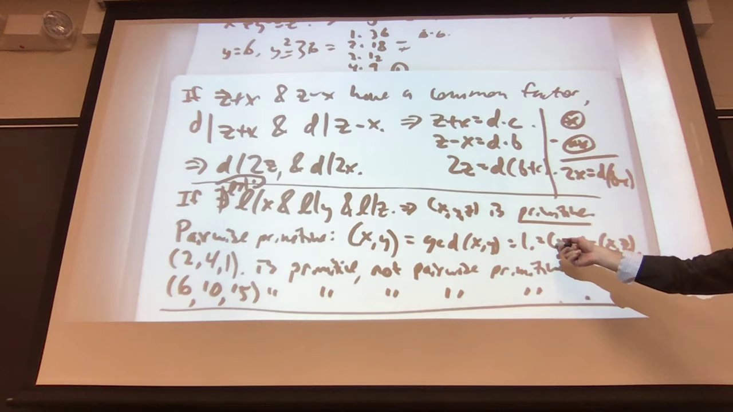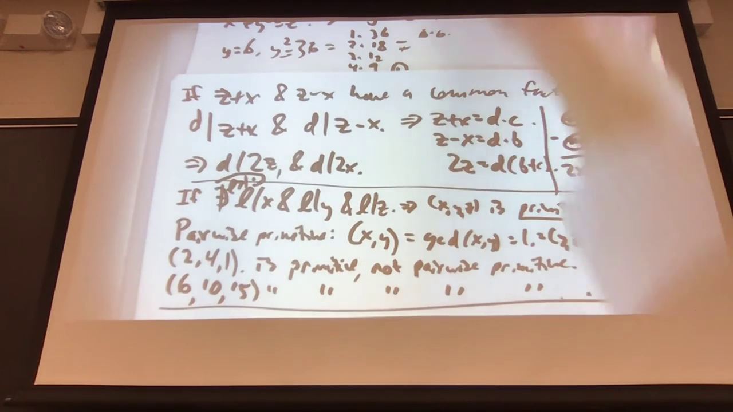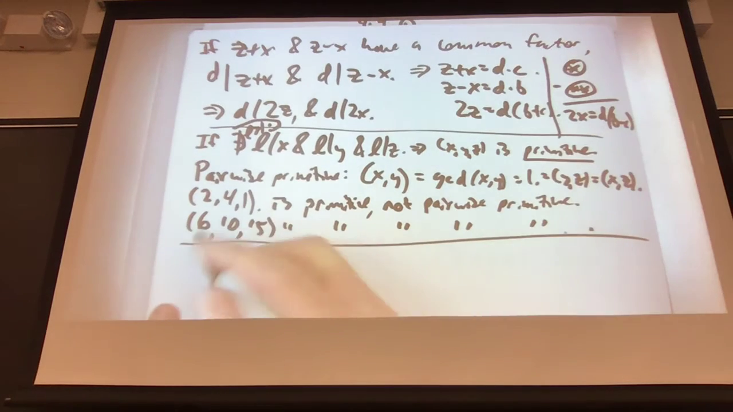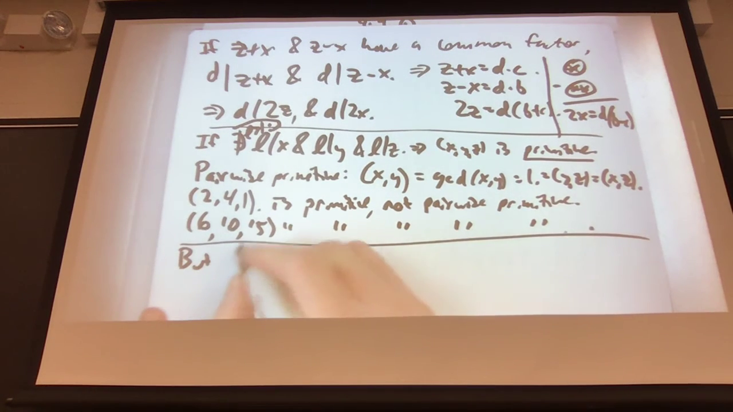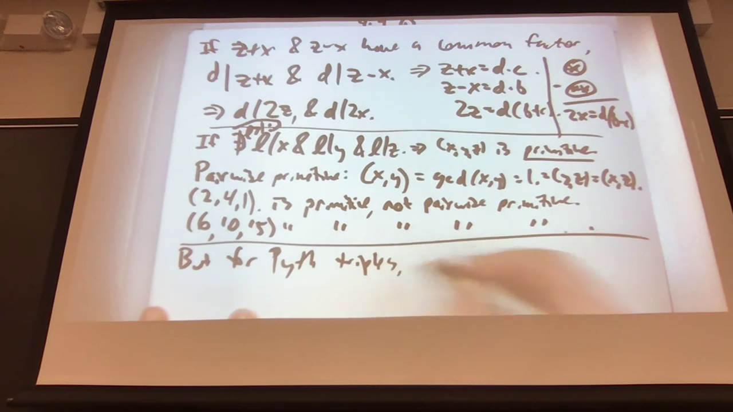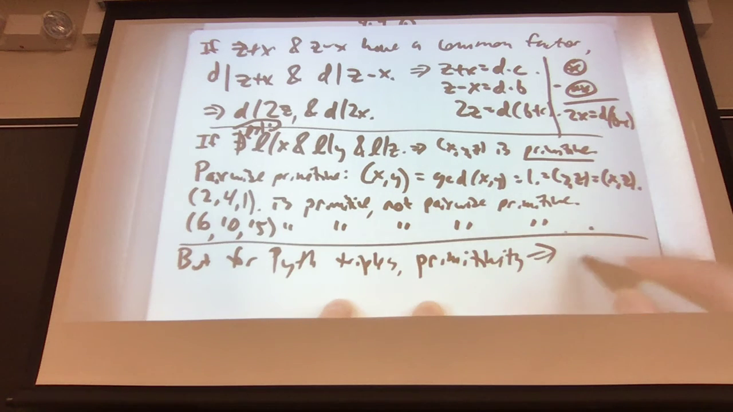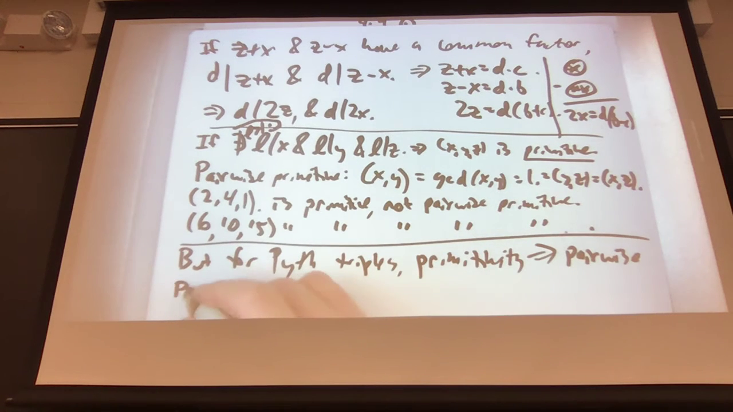Let's see if we can prove that. Let's see if we can see why that's true. So, for Pythagorean triples, primitivity implies pairwise primitivity. Why?